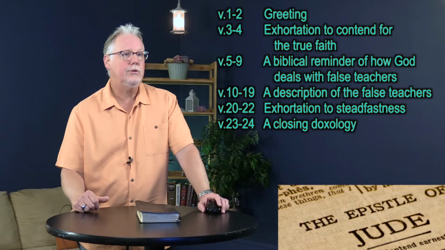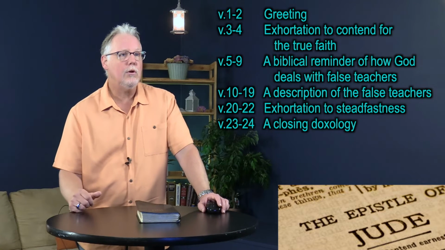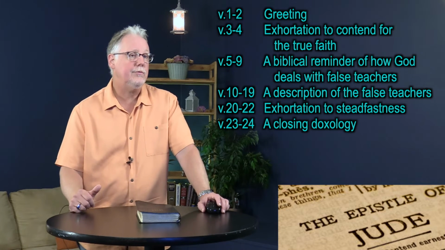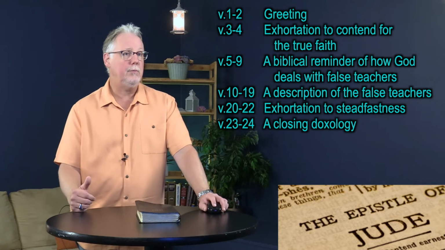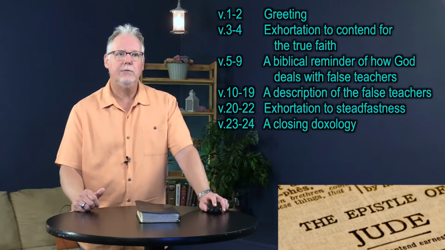The book of Jude can be divided into six parts. In verses 1 through 2, we have a greeting. In Jude 3 and 4, we have an exhortation to contend for the true faith. In verses 5 through 9, we have a biblical reminder of how God deals with false teachers.